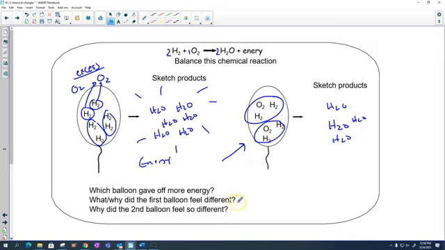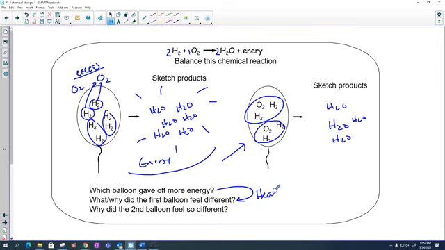So which balloon gave off the most energy? What do you think? Okay. Why did the first balloon feel different? Why did the second balloon feel different? Well, if you're not in class and you don't know this, well, it turns out that this guy is going to give off a lot more energy. And this balloon feels a lot more heat.